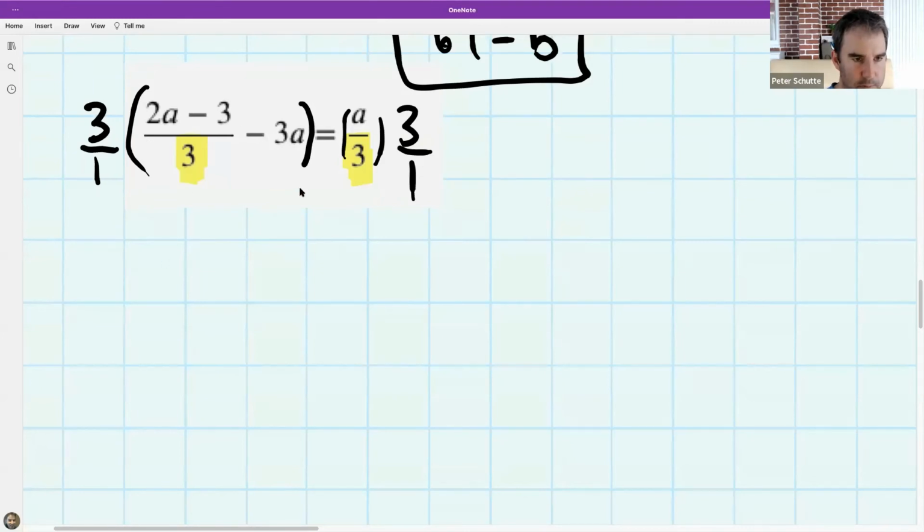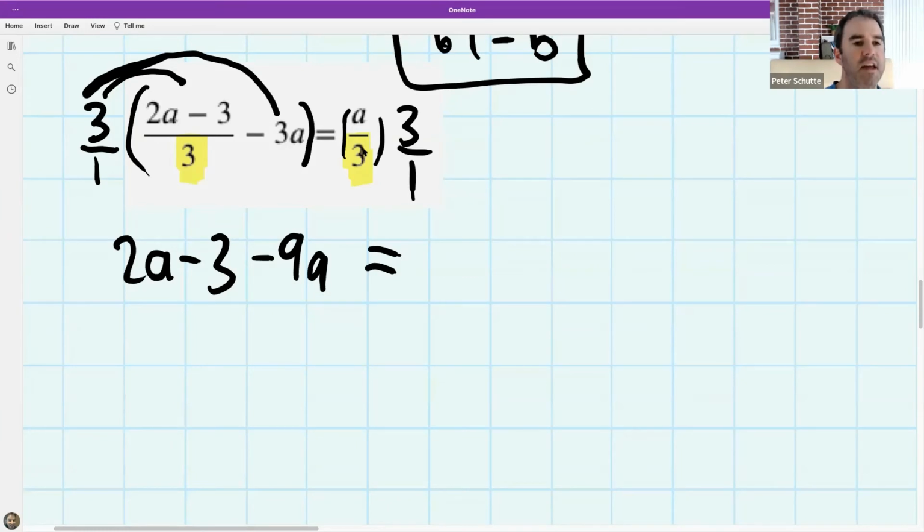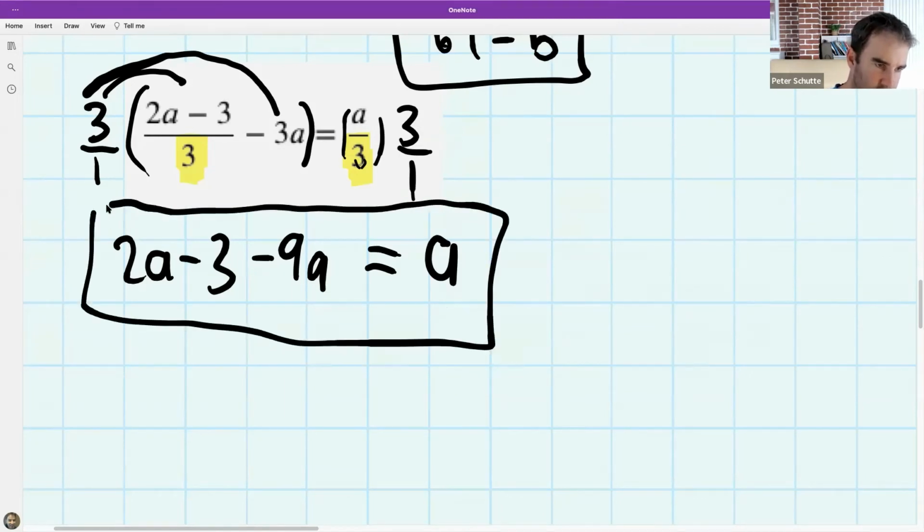So if I assume I'm going to multiply both sides by 3, I now need to distribute this 3. I multiply 3 by the first thing, and multiplying by 3 undoes the dividing by 3, and I'm just left with 2a minus 3. But then I need to multiply this 3 by minus 3a, and I get minus 9a. Now on this side, I know that there's only one term. It was divided by 3 already, and now it's going to be times by 3, I get left with a. And so this whole question can be simplified to a much nicer looking equation like this.